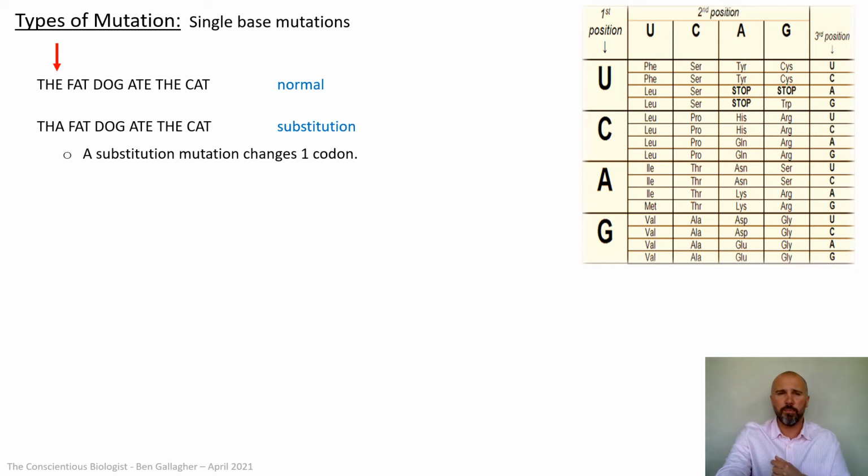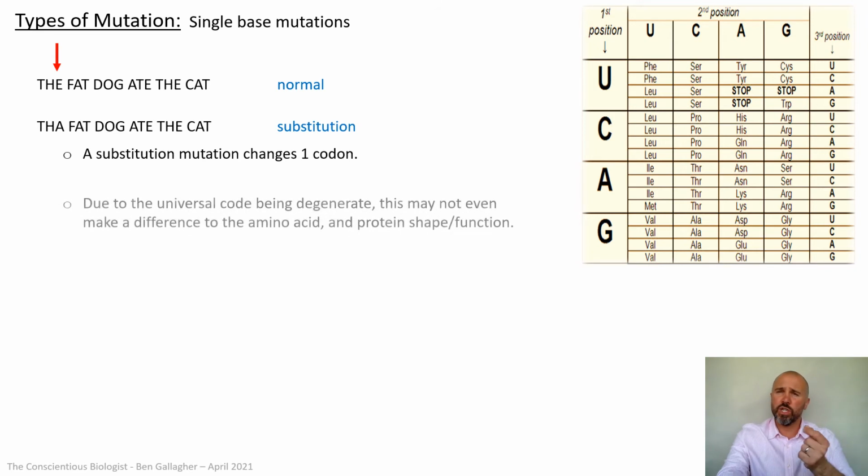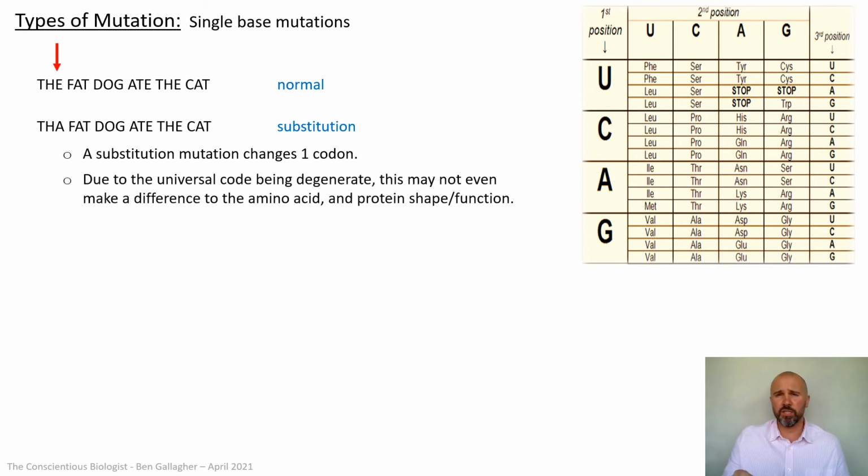It's only changed the. And if I said the fat dog ate the cat, you wouldn't be able to tell if I was saying the or that. Okay, the fat dog ate the cat. It's still basically the same message, which it could be because the universal code is degenerate. Look, multiple amino acids. The and that might both give you the same meaning. Two codons might give you the same amino acid. So a substitution mutation might make no difference at all.